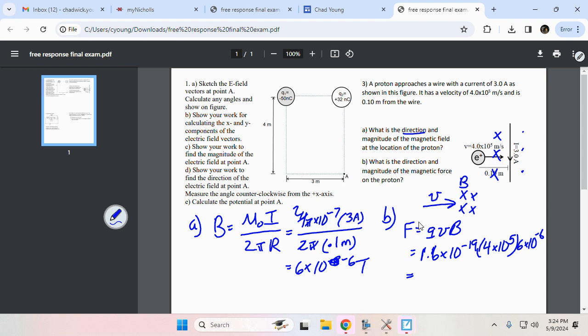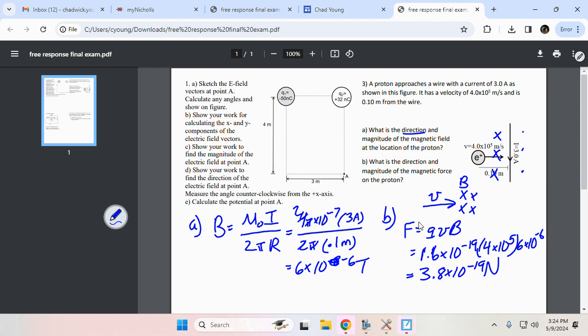Times that's 10 to the minus 1, 10 to the minus 8, 10 to the minus 20. I get 3.8 times 10 to the minus 19. I think I did that right. That's in newtons. So you just calculate the magnitude, and then the direction, you use your right-hand rule.